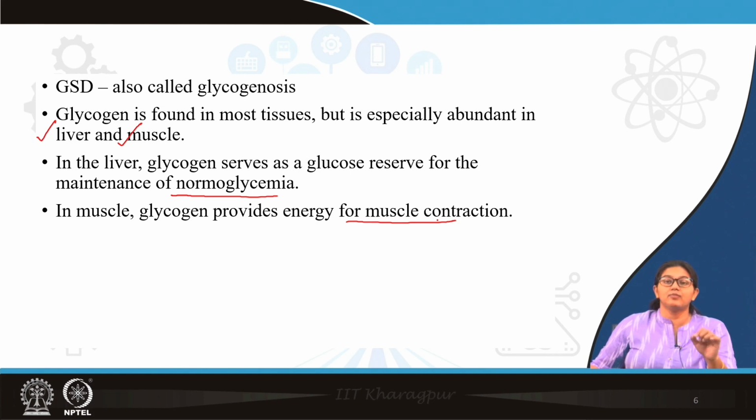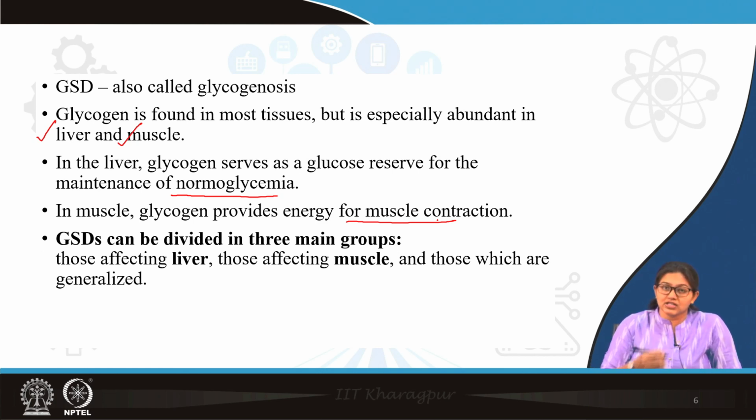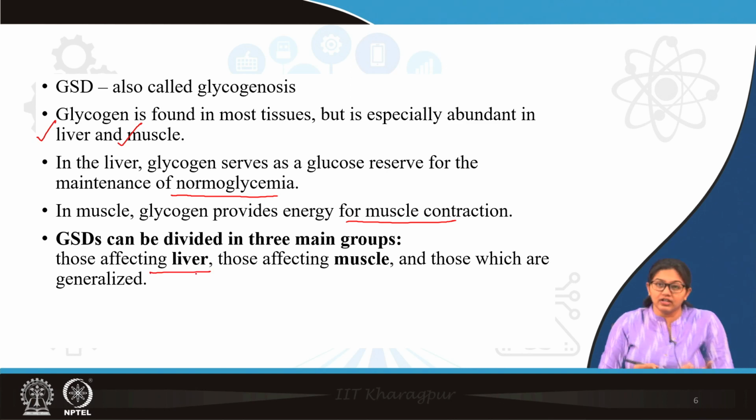So, what will happen? There will be fasting hypoglycemia. During the time of fasting, when there is a long gap between two meals, in those cases glycogen will be unable to supply glucose and that will cause fasting hypoglycemia. The manifestations of glycogen storage disorder are based on manifestations coming from the liver, or from muscle, or they can be generalized. So, the presentations are divided into three main groups.